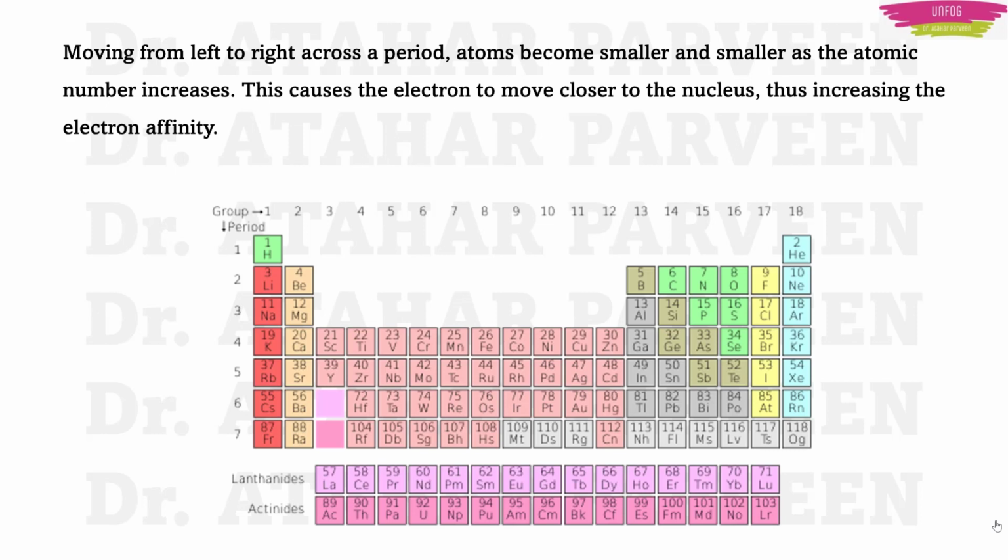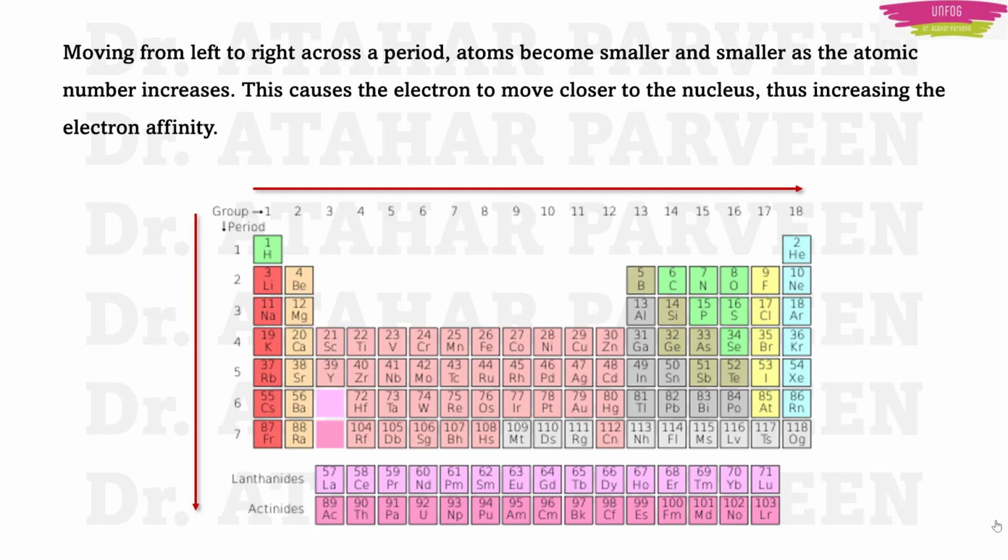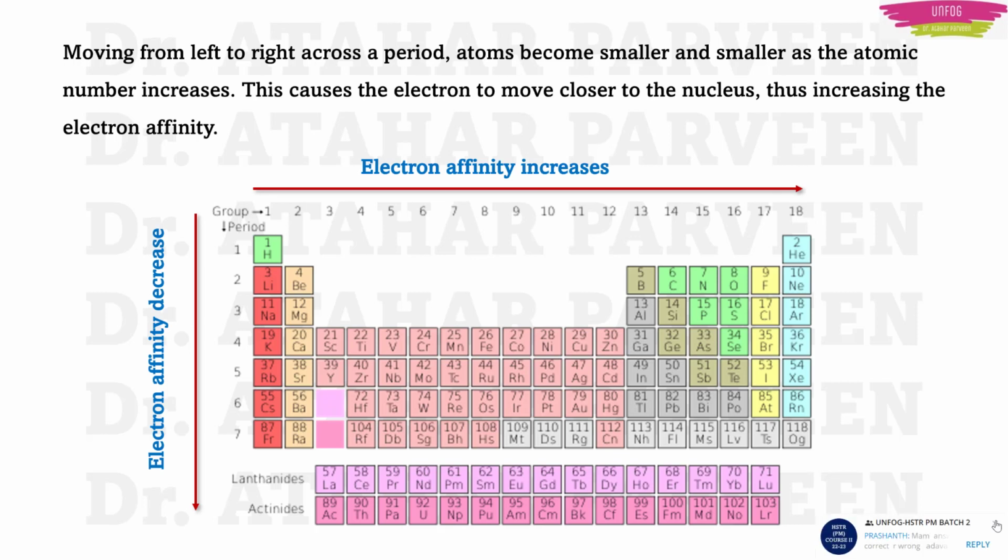Now moving from left to right across a period, atoms become smaller and smaller as atomic number increases. Now this will cause the electron to move closer to the nucleus, thus increasing the electron affinity, and that's why electron affinity will decrease down the group and it will increase across the period. Okay, there we were telling that the atom is becoming bigger. Here we are telling that the atom is becoming smaller, but in both scenarios also the energy liberated or the energy required is same. Okay, so the trend will also be same.